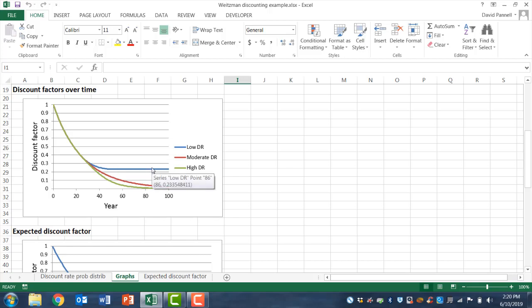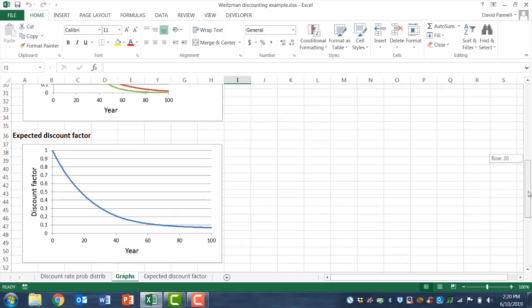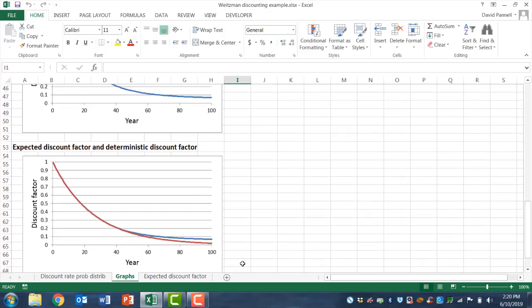So it's not a symmetrical thing. An increase in the discount rate has a small effect on the discount factor, whereas a decrease in the discount rate has a relatively large effect on the discount factor in a positive way, in the upwards direction. And so that's why when you take the expected value, you end up with a higher expected discount factor than you get from just using the mean as a deterministic value. So that's basically the point of Weitzman discounting.